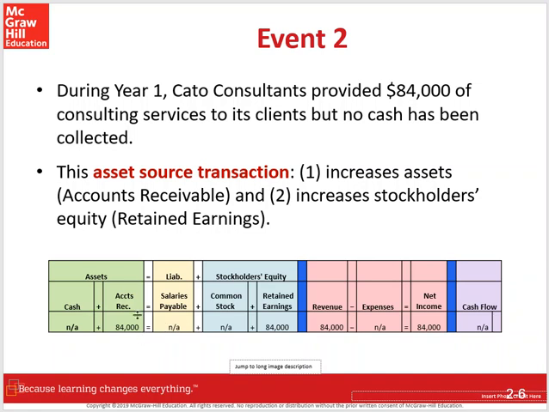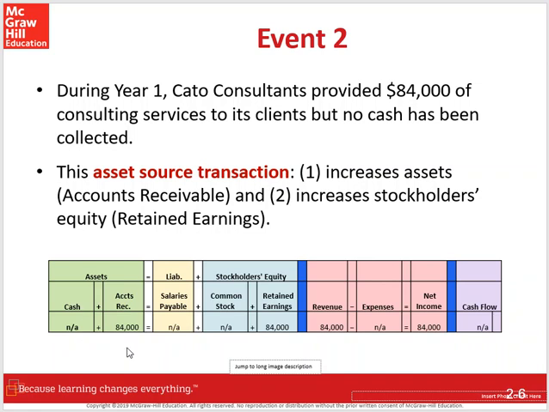And then on the other side, instead of receiving cash, we sure wish we got cash, but nobody has paid us yet. So we have a new asset called accounts receivable. So our assets are going up by $84,000. We wish our cash was going up, but it's not. Accounts receivable is a specific asset account for what our customers or clients owe us from doing what we're in business to do. So our customers collectively owe us $84,000.